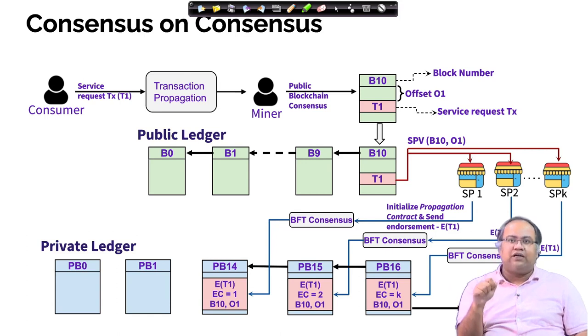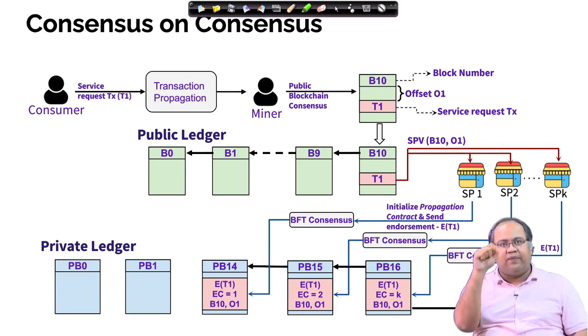So, to transfer a transaction from the public ledger to the private ledger, the service providers need to collectively endorse it, and that endorsement works as a BFT consensus mechanism, which demands a 2/3 quorum. When a 2/3 quorum is formed, only then is the transaction picked up and sent for further processing within the consortium.